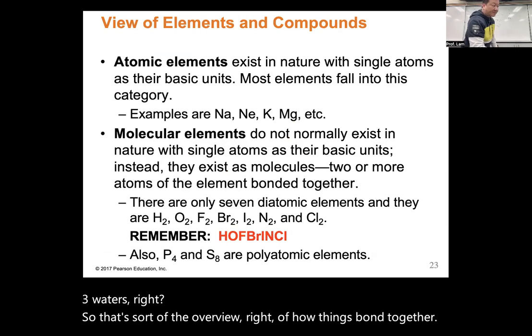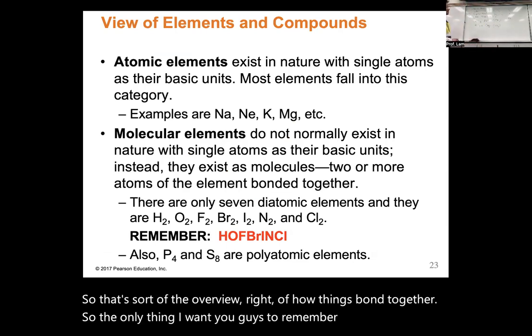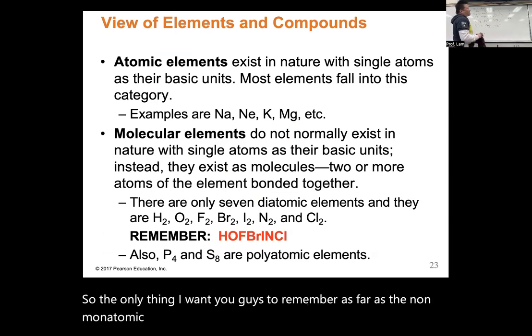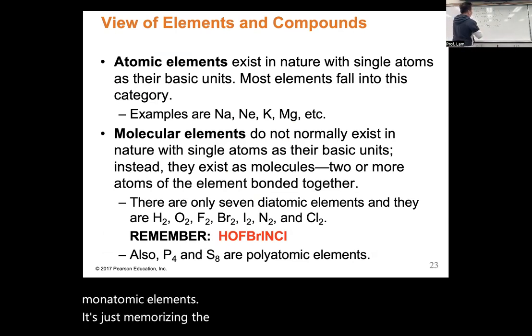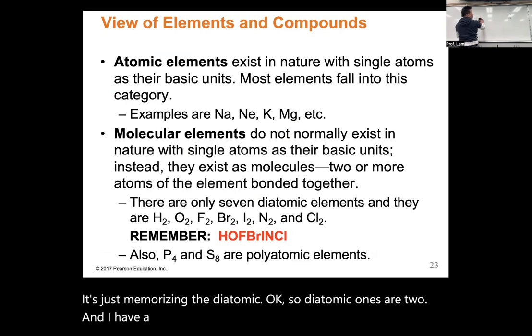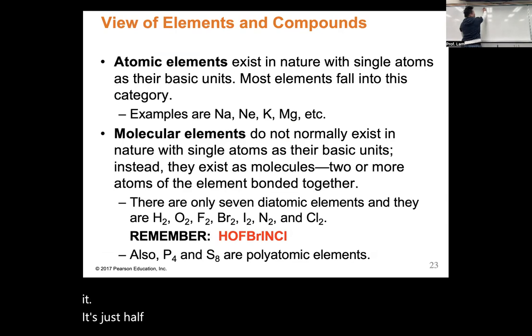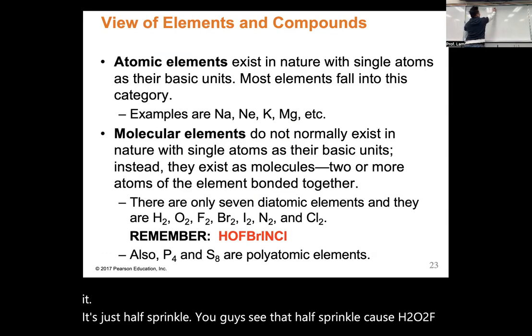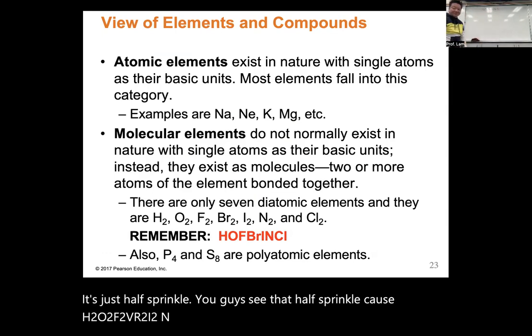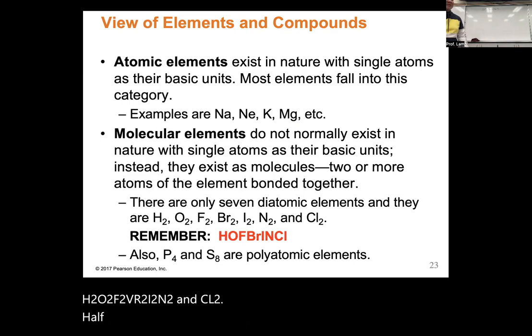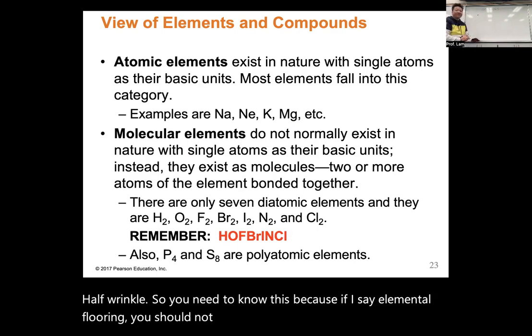The only thing I want you guys to remember as far as the non-monatomic elements is just memorizing the diatomic ones. Diatomic ones are 2 atoms. And I have a mnemonic device for you guys in order to memorize it. It's just Hofbrinkel. You guys see that? Hofbrinkel, because H2, O2, F2, Br2, I2, N2, and Cl2. So you need to know this because if I say elemental fluorine, you should not just write F, you should write what?